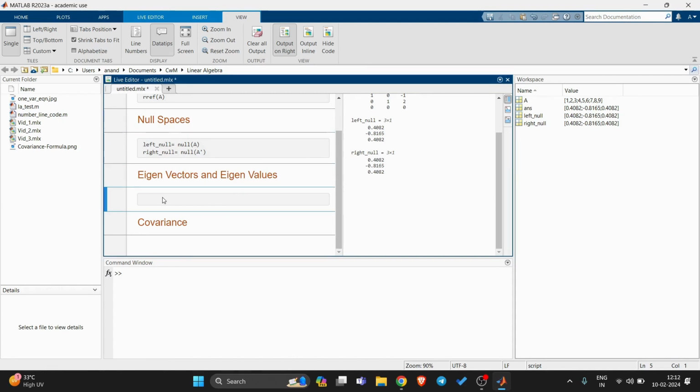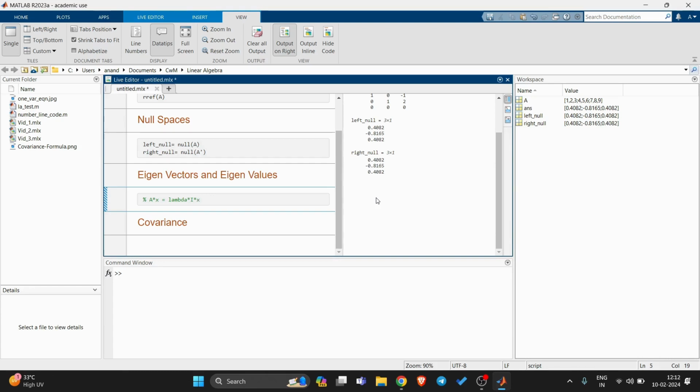Now, an eigenvalue of a square matrix is a special number that, when multiplied by the identity matrix, produces a matrix equivalent to A scaled by lambda. So we have A times X is equal to lambda times I times X, where X is an eigenvector associated with lambda.